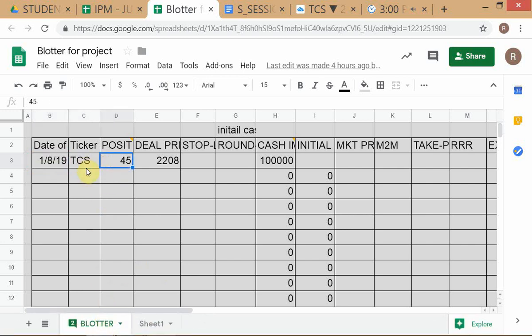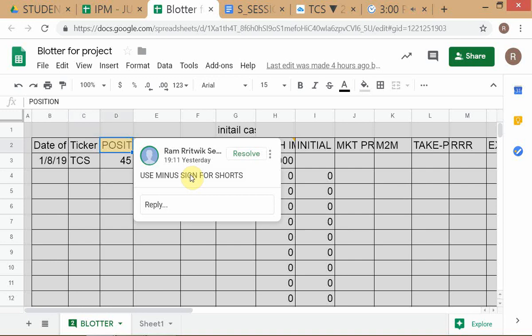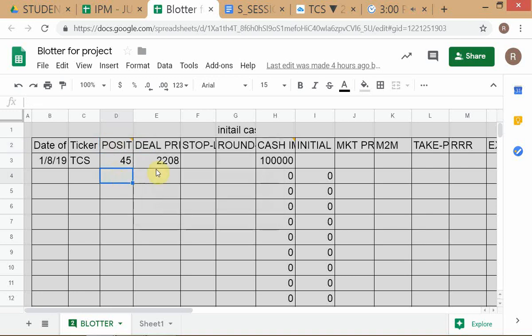So date you can enter. Date is not so important, ticker obviously is important. Position size is position size. Here you enter a minus sign. So if you're selling, minus 100, minus 500, whatever it is, you enter it. You don't have to have a separate long position and short position, just enter it with a minus sign. So let's say we enter this as minus 300. Deal price is the price at which you have entered the position. You can call it the entry price also.